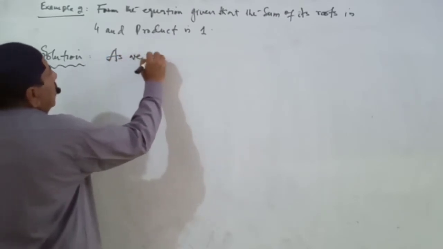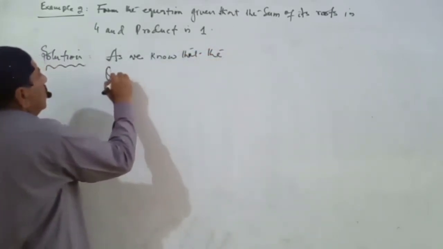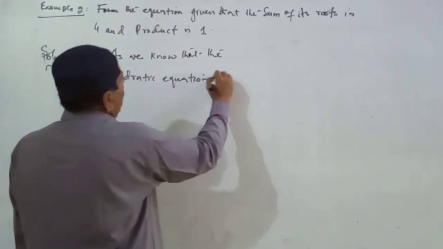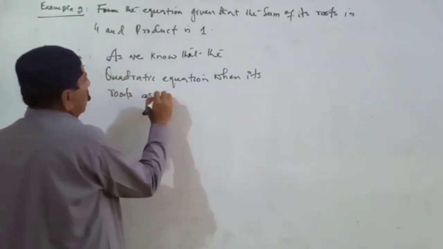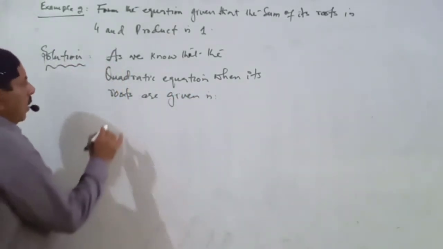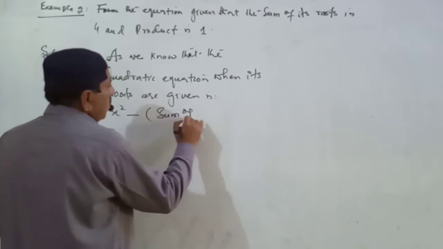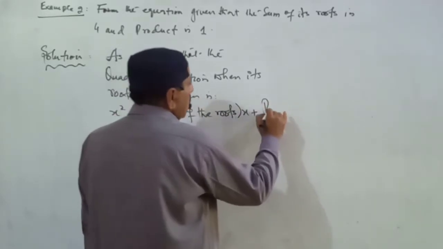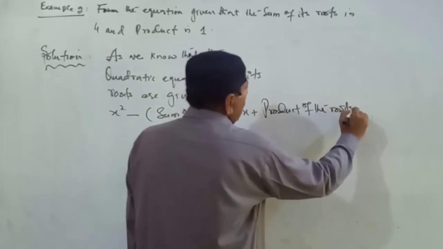As we know that the quadratic equation when its roots are given is what? x square minus sum of the roots x plus product of the roots is equal to 0.